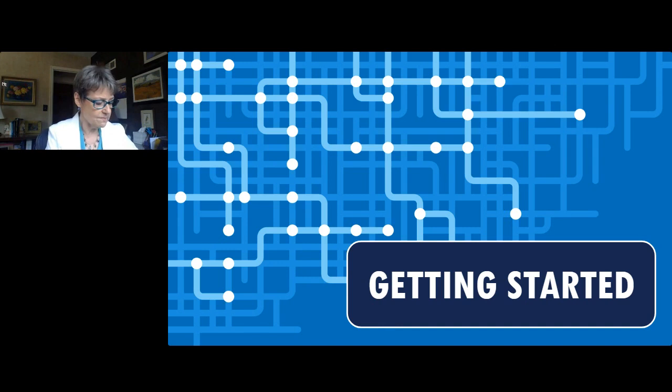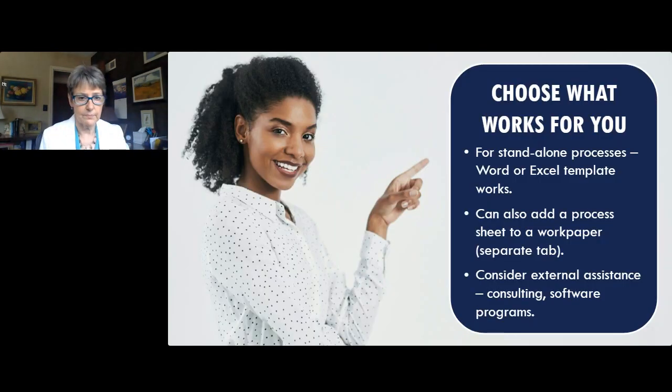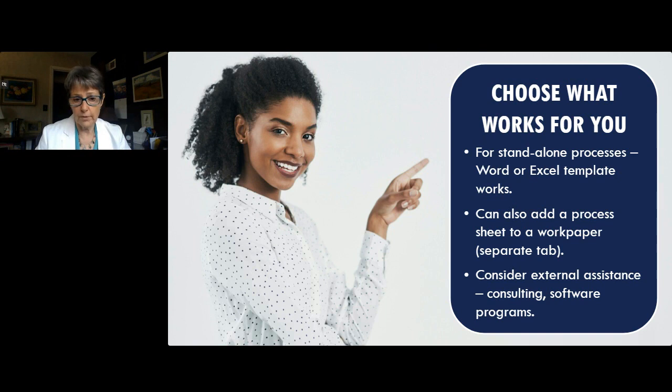So now that we've got some general ground rules, and we've decided where you would want to start with documenting processes, let's actually talk about documenting a process. I'm going to emphasize again, choose what works for you. For a standalone process, Word and Excel templates are fine. One of my favorites, which we will walk through, is adding a process sheet to a work paper, a separate tab in there that says, here's how I'm doing this work paper, and it's going to list a bunch of important and helpful information. And if you have a very complicated set of processes or you really feel like you need assistance, you can look to firms for external assistance through consulting and through software programs.